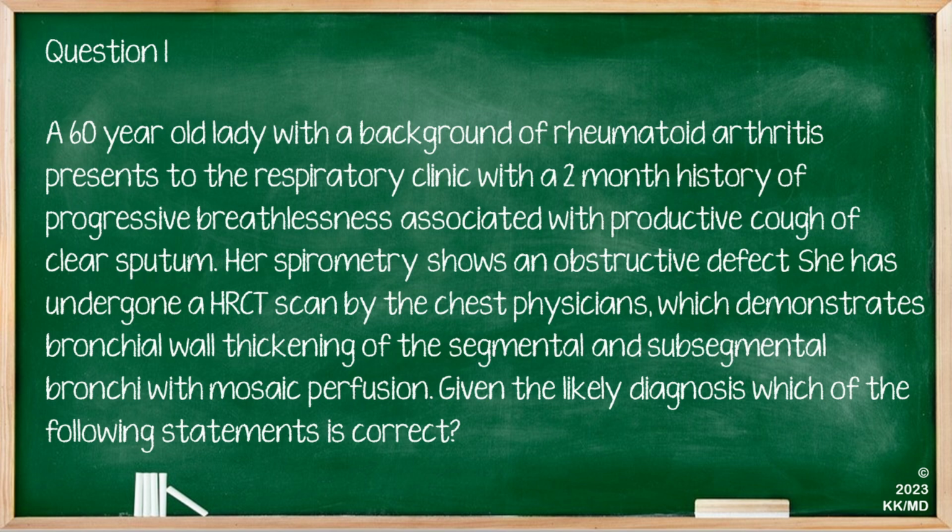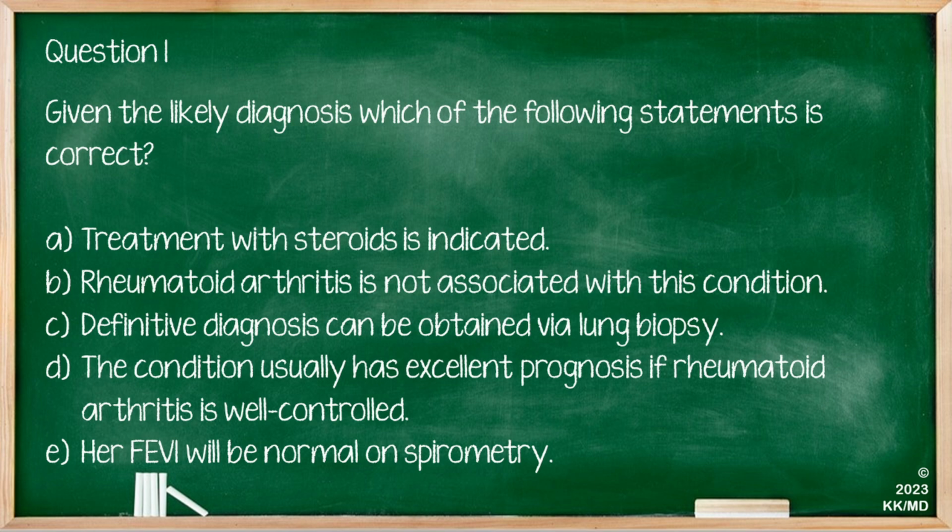So let's do some questions. A 60-year-old lady with a background of rheumatoid arthritis presents to the respiratory clinic with a 2 months history of progressive breathlessness associated with productive cough of clear sputum. Her spirometry shows an obstructive defect, and she has undergone an HRCT requested by the chest physician, which demonstrates bronchial wall thickening of the segmental and subsegmental bronchi with mosaic perfusion. Hopefully, if you were listening, you will realize that the HRCT finding is very specific and highly suggestive of bronchiolitis obliterans. Given the likely diagnosis, which of the following statements is correct?